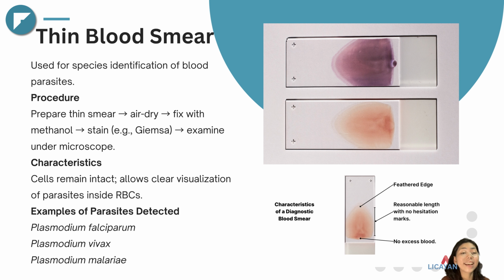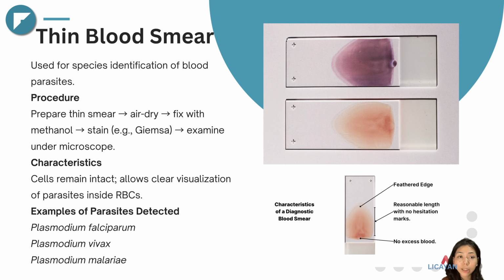For blood parasites, we use the thin blood smear. This technique is mainly useful for species identification. A single layer of blood is spread on a slide, fixed with methanol, and stained with Giemsa stain, which helps to clearly show the shape and structure of parasites and blood cells, and they are then examined under the microscope.